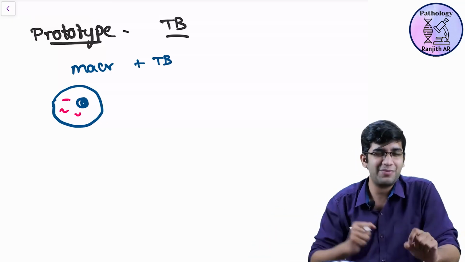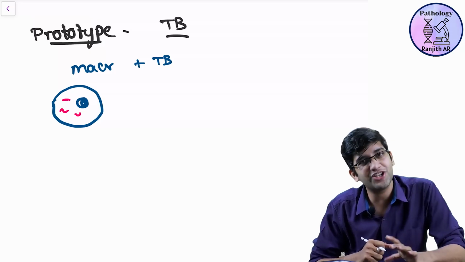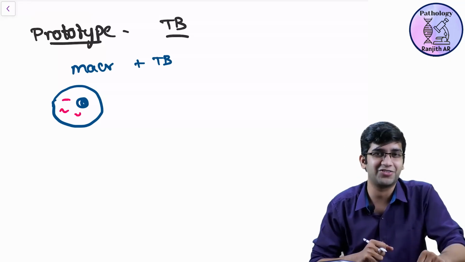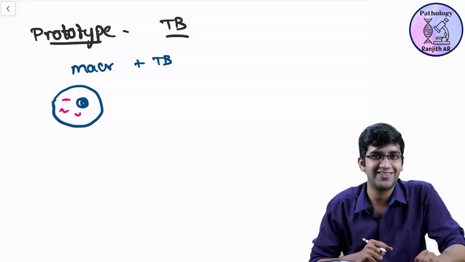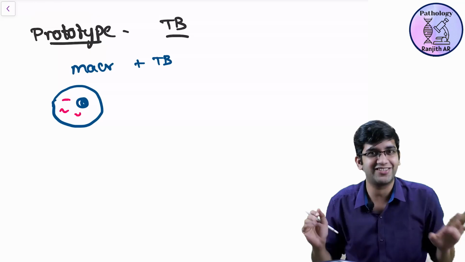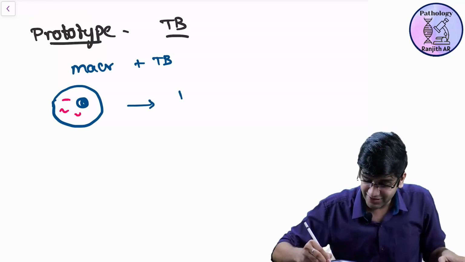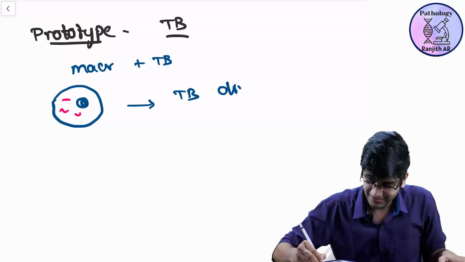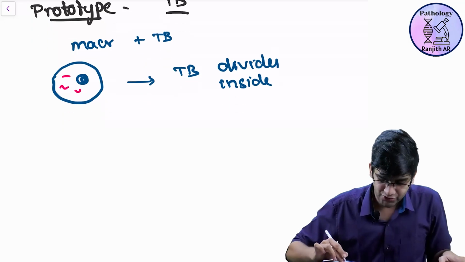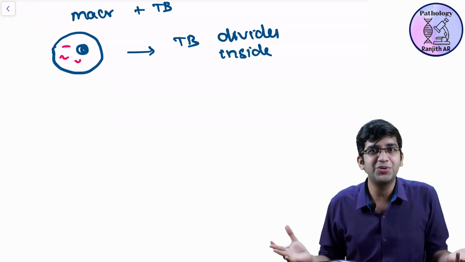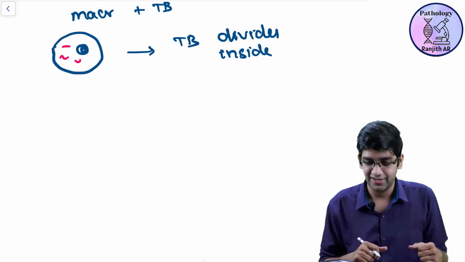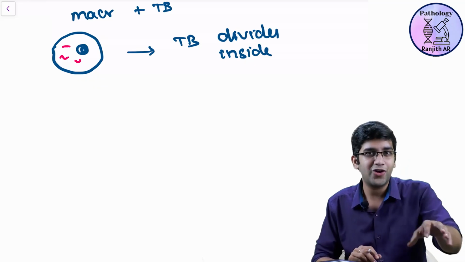TB bacilli is so amazing. It goes into the macrophage and says, do whatever you want, I will divide inside the macrophage. Thug life. The macrophage can't do anything. TB divides inside macrophages. They are amazing. So now this macrophage is like, what will I do? I'm having something which is going to divide inside me. Okay, so the macrophage says, I'm going to call for help.